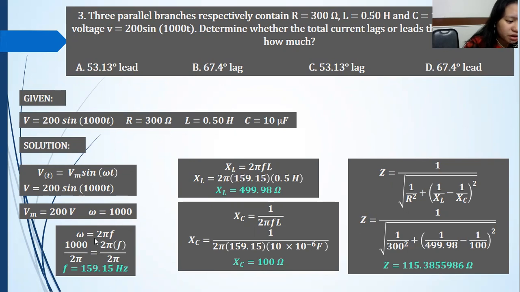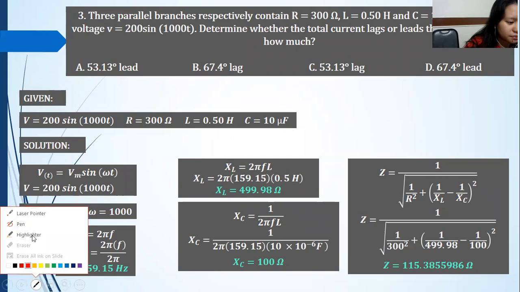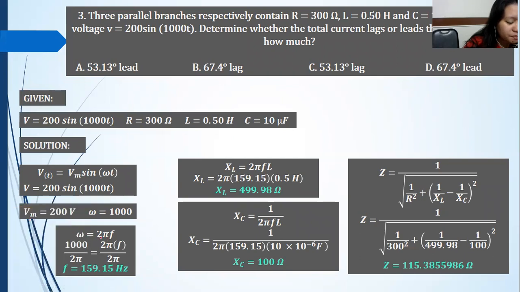Since we already have our values for the omega and the 2 pi, we will be solving for our frequency. The formula for the frequency is omega divided by 2 pi. In solving this one, we'll use our calculator and divide 1000 by 2 pi. So we have the answer of 159.15 hertz. So that is for the frequency.